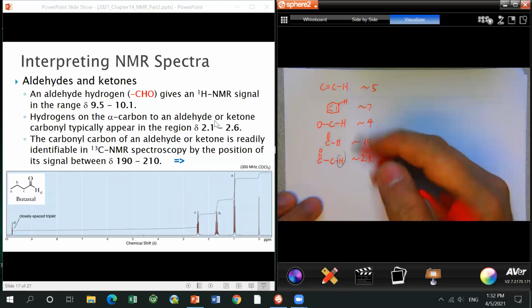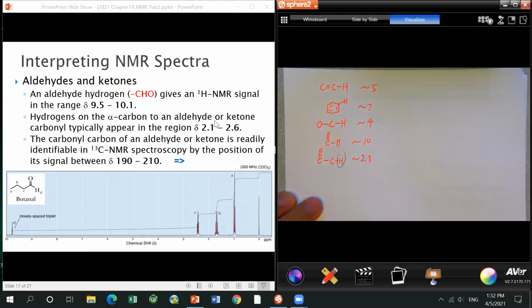If we see no heteroatom and also no carbonyl, it should be around 1. This one is relatively low. And for carbonyl compounds, the carbon signal is pretty high, around 200. We already learned that for ketone and aldehyde, pretty high.